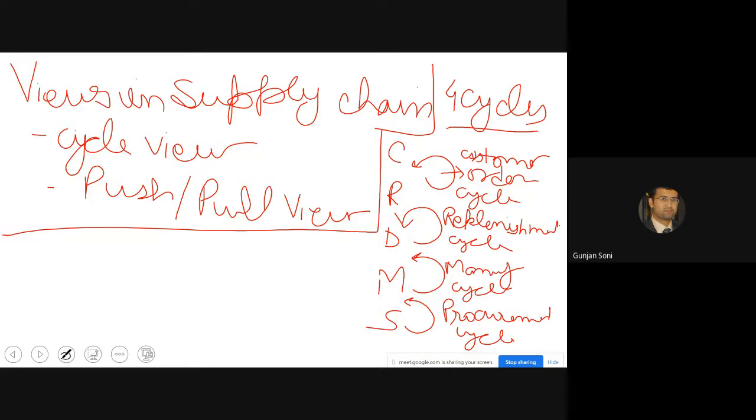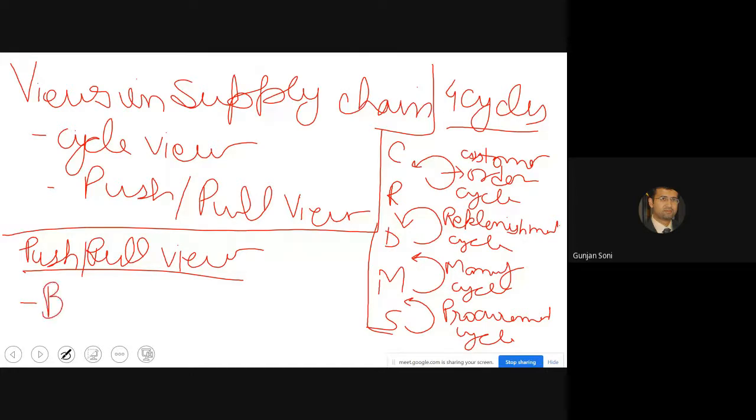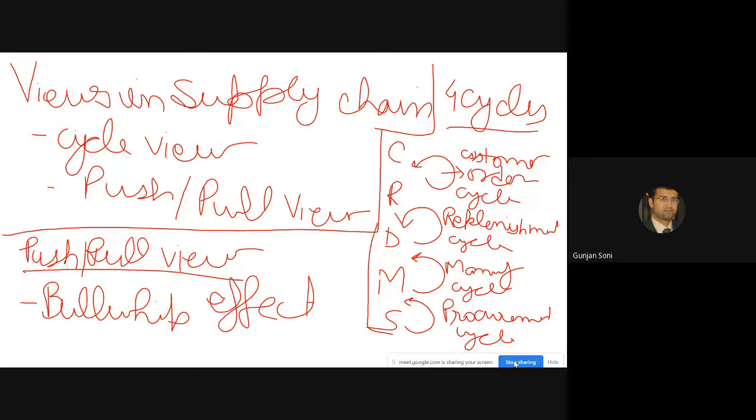Okay, then we come to the push and pull view. So this is the cycle inventory, and now we come to the push and pull view. But before we even go to the push and pull view, there is a term called the bullwhip effect that we need to understand. In order to make it understood in a better way, I'll first show you a video.